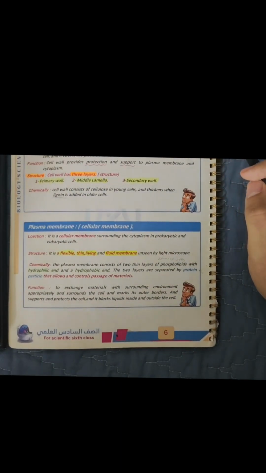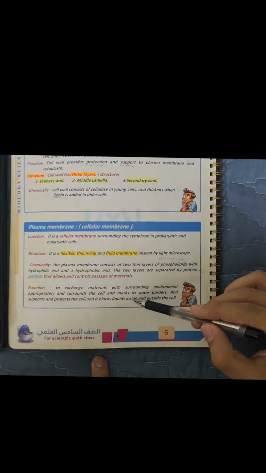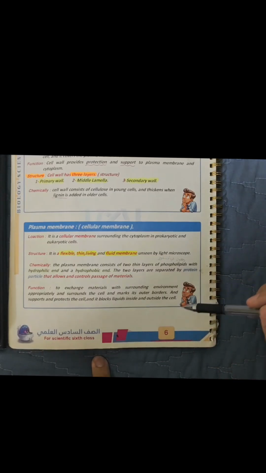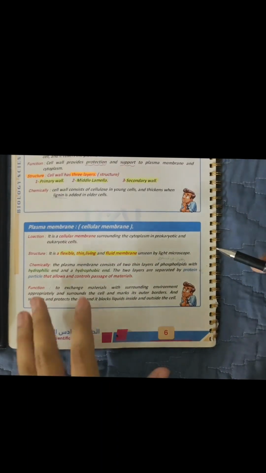Now, the other thing is, it says function: to exchange materials with the surrounding environment appropriately, and it surrounds the cell and marks its outer borders, and supports and protects the cell, and blocks liquids inside and outside the cell. Remember, this was ESS from back here, as we explained from before.